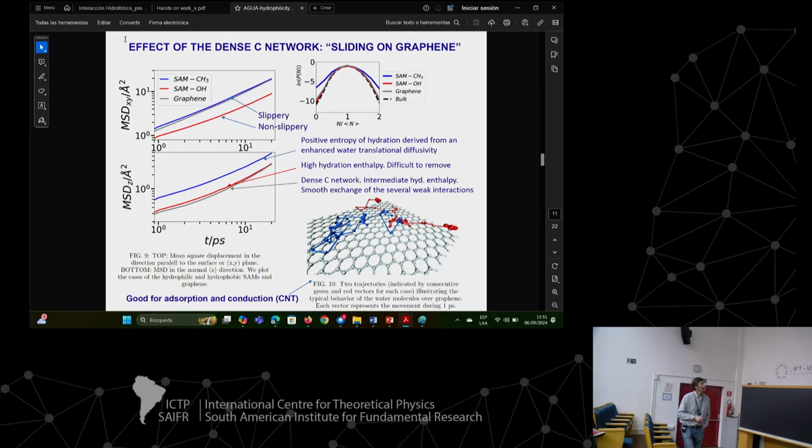This is a very interesting effect. The effect of the dense carbon network on graphene.